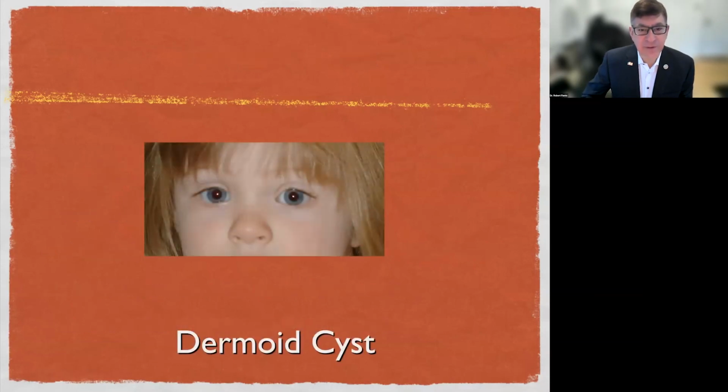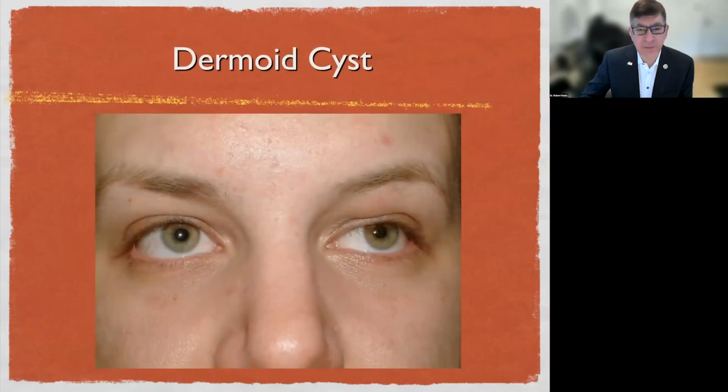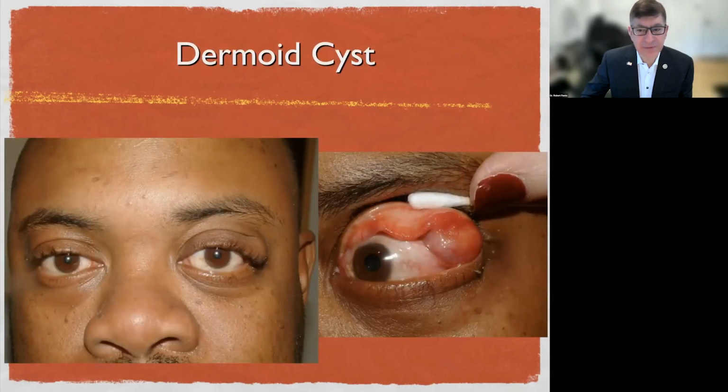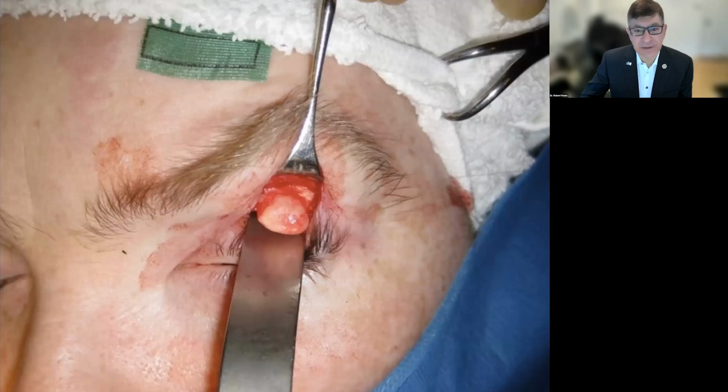Here's an example of a dermoid cyst again. Here's another example of a dermoid cyst, this time more medially. Here's an example of a dermoid cyst that can be seen on aversion of the upper lid because it's dropped down a bit. Here's an example of one that you can see at the lateral left upper lid. And here it is being removed through a lid crease incision.